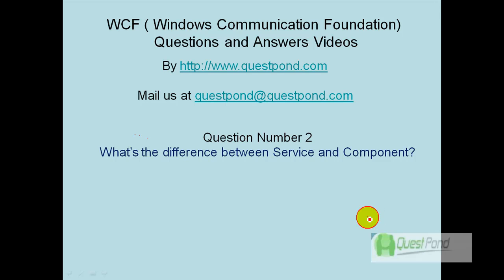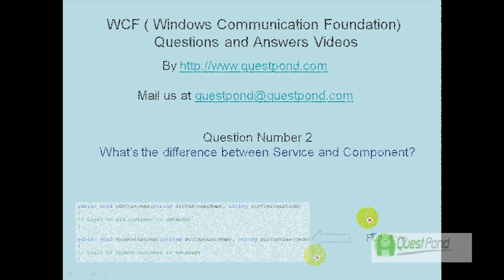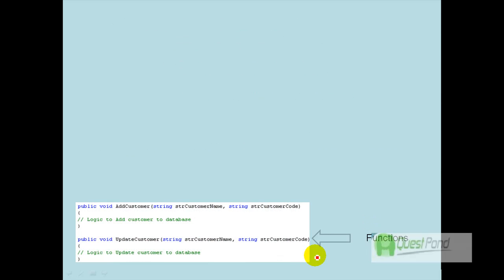In order to understand the difference between component and services, let's take up a small sample where we want to add and update a customer. So basically in functional programming, you will create two functions. You will write your logic inside the function and you will pass the data as the parameter of the function. And I know that with this you can complete your project in a smooth manner.